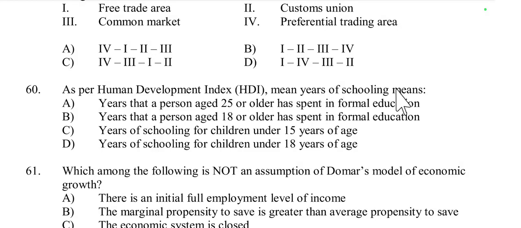Then question 60, as per Human Development Index, mean year of schooling means the years that a person aged 25 or older has spent in formal education. How many years a person 25 or older has spent in formal education? It is called the mean year of schooling.